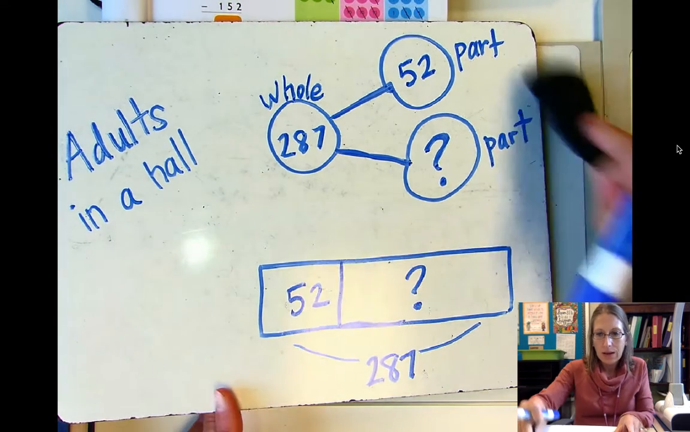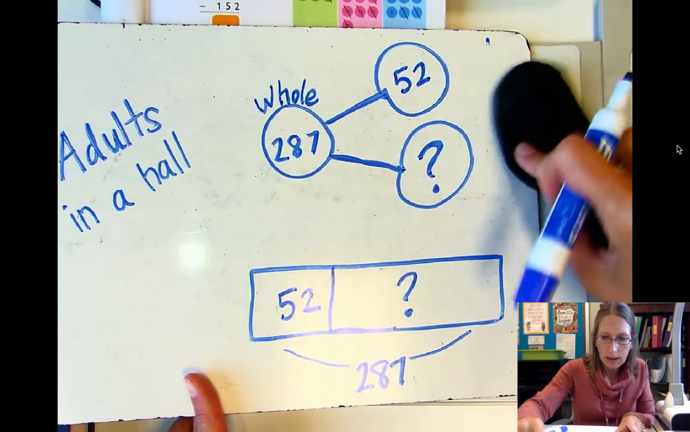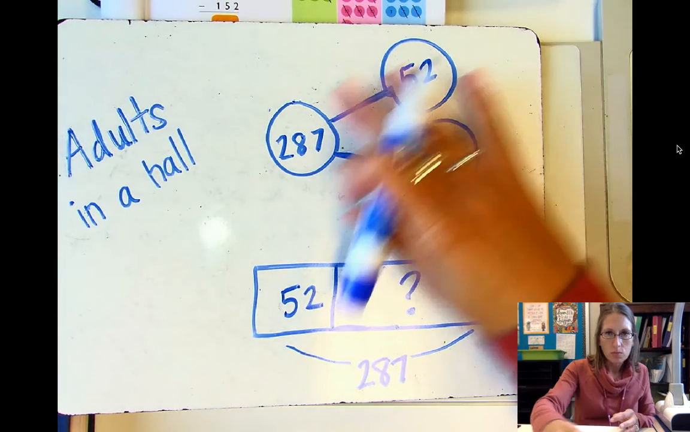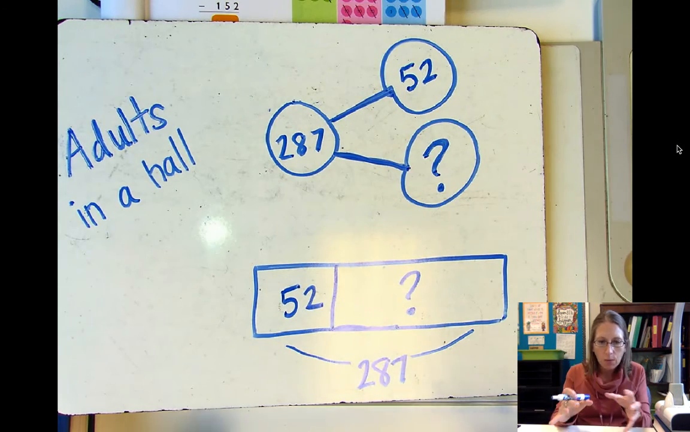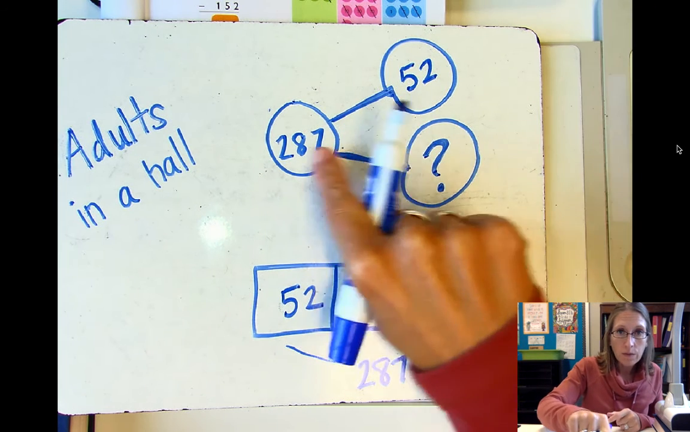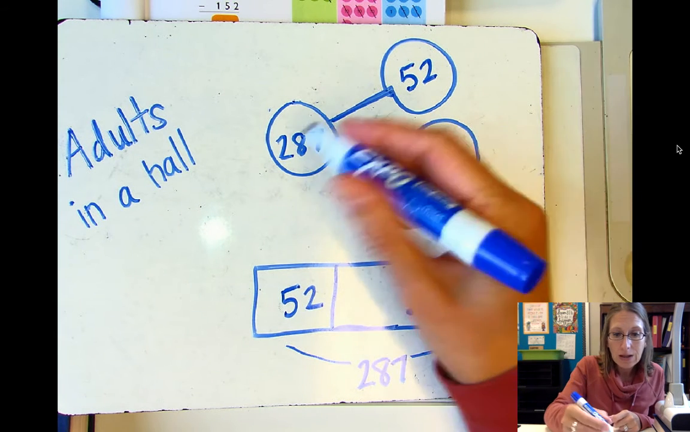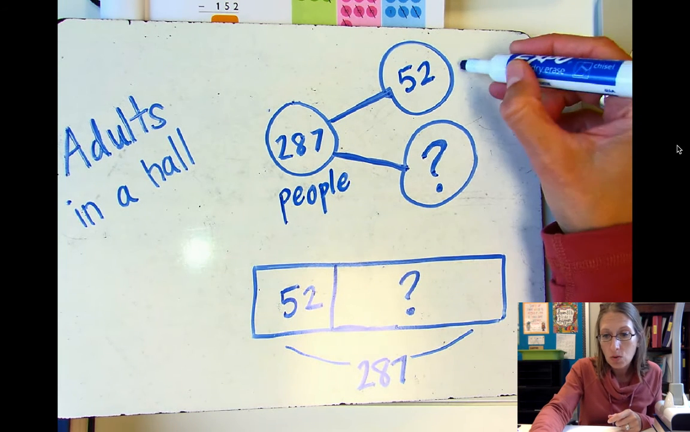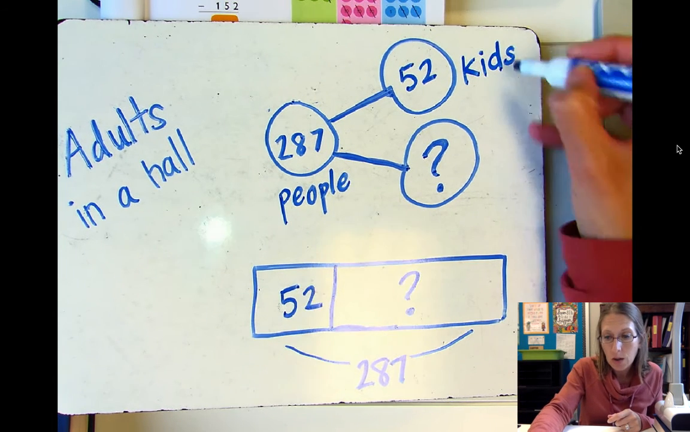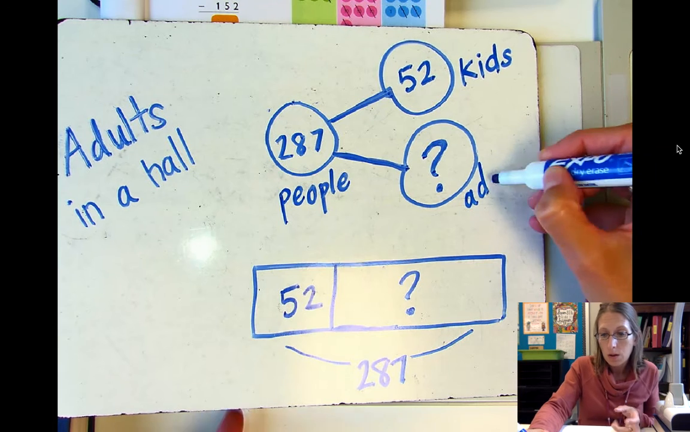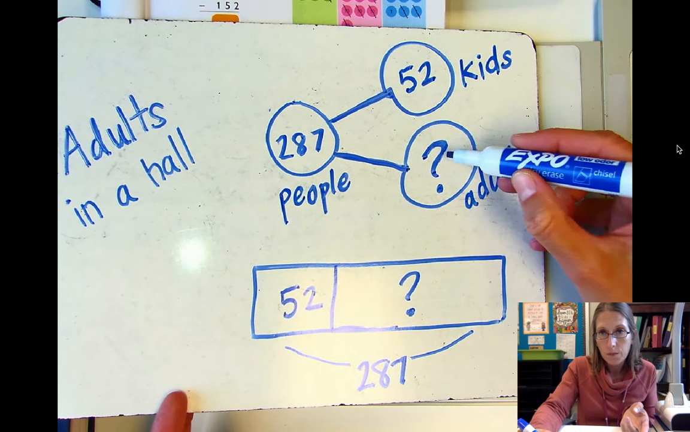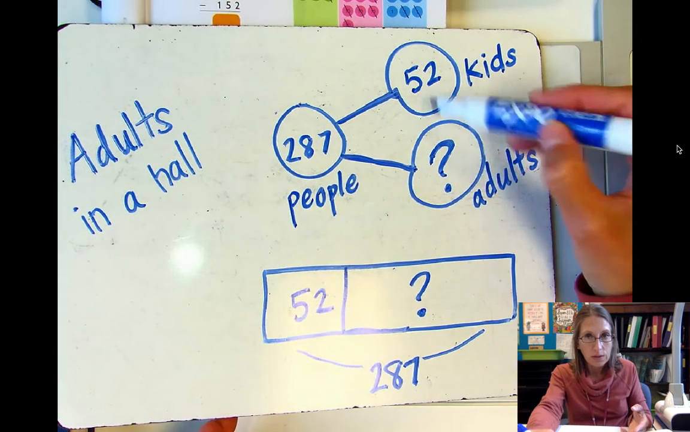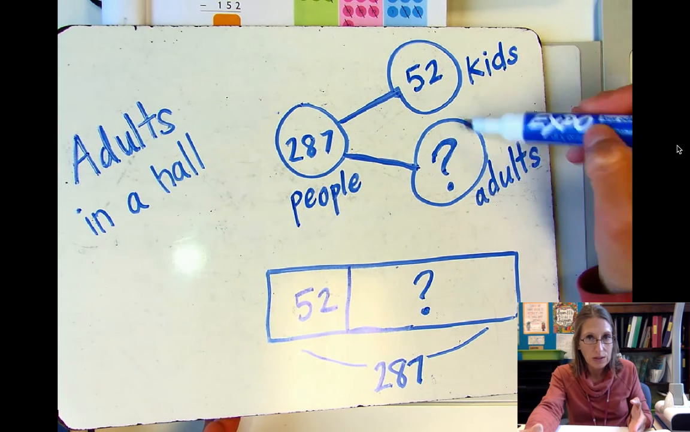Now, if we wanted to, we could label this some more. I really like labeling. It makes everything really clear in my mind. And also so I can see it. It's kind of a visual, something that helps us to see and organize the information. So if I wanted to label this number bond, I could say 287 people. That's our whole number. I know 52 of them were kids or children. And then I'm trying to figure out how many adults. So that's kind of the missing part. And it's also the difference. I'm trying to find out kind of the difference between these 2 numbers.